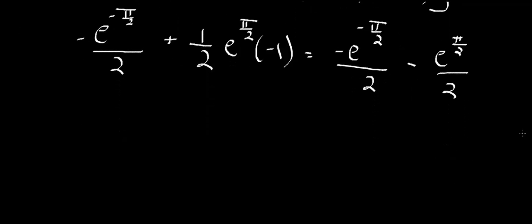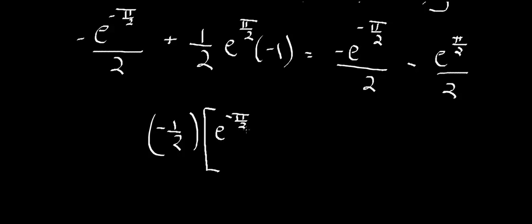We can factor some stuff out. Let's factor out minus 1/2. And this is multiplied times e to the minus pi over 2. If we factor out the minus 1/2, this becomes plus e to the pi over 2. Well, let's make sure we did that. Let's distribute it to make sure we did it right. So we should have negative e to the negative pi over 2 over 2 and minus e to the pi over 2 over 2. So this is right. I'm going to pause the video and calculate what this is.